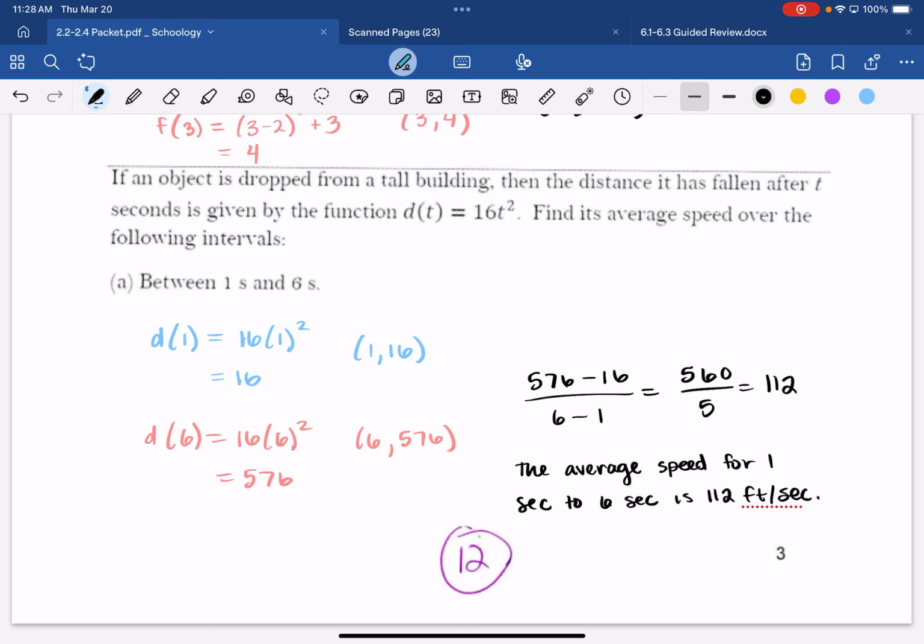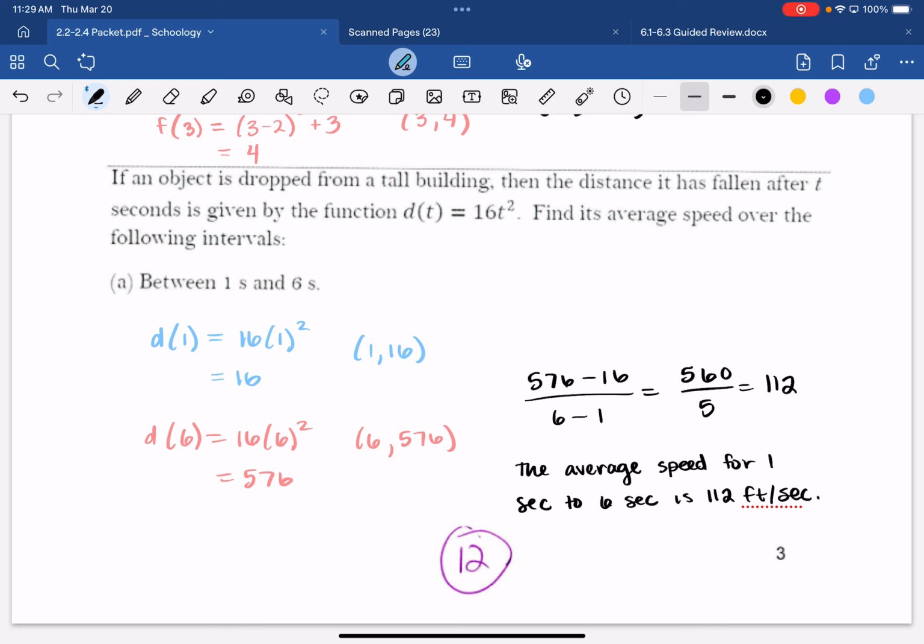All right, here's my work. All I did was I plugged in my 2 seconds, 1 and 6, to find my points, found my average rate of change, or my average speed, and then I put it in context. The average speed for 1 second to 6 seconds is 112 feet per second. Okay? Any questions on this one? Real world problems.